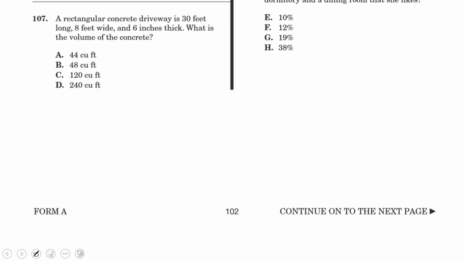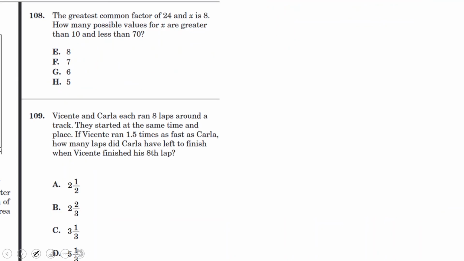So here we got a rectangular concrete driveway, 30 feet long, 8 feet wide, and 6 inches thick. 6 inches, careful. So 30 multiplied by 8, and 6 inches is 1/2 of a foot. So this is 4. So 120 cubic feet. C.